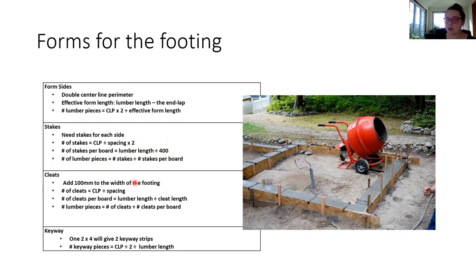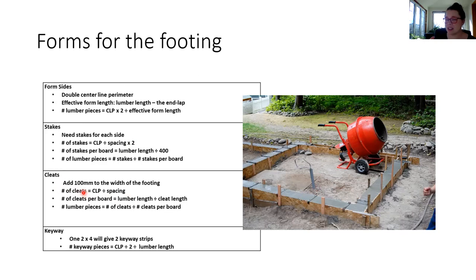Cleats are another piece that we'll talk about. Cleats are the pieces that are across the top here. You see those little pieces? Cleats, they keep the form standing straight. Without the cleats, it would fall over. The cleats keep it upright. So you've got stakes to support it, plus those cleats to keep it in.